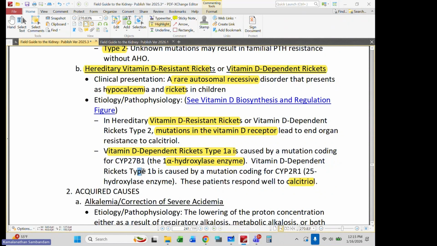There's another form of vitamin D dependent rickets in which I have a mutation in the 25 hydroxy vitamin D, sorry, the 25 hydroxylase enzyme.